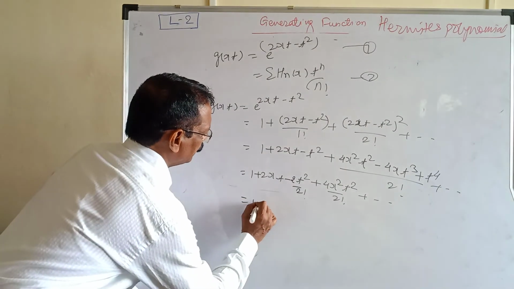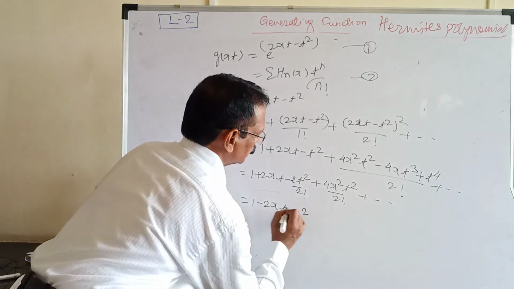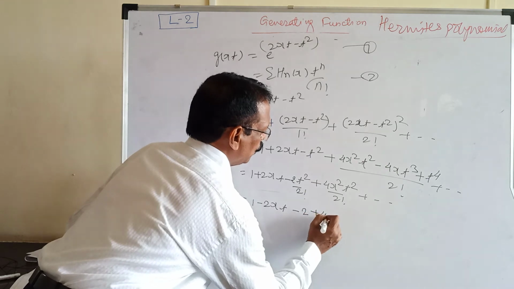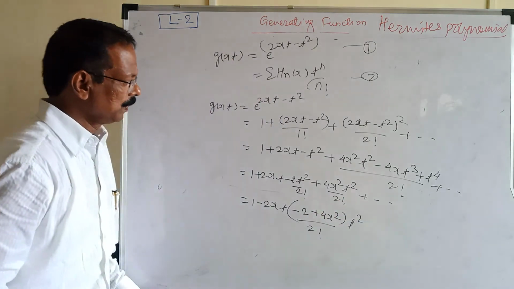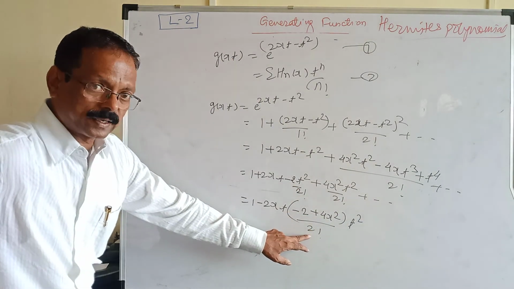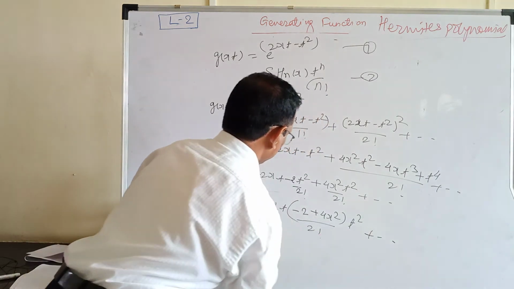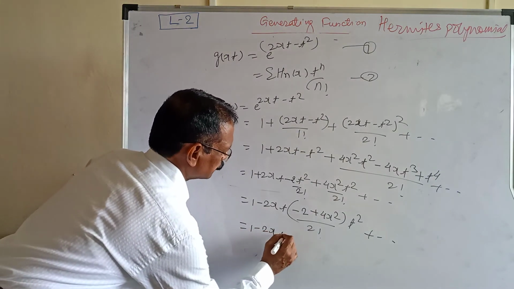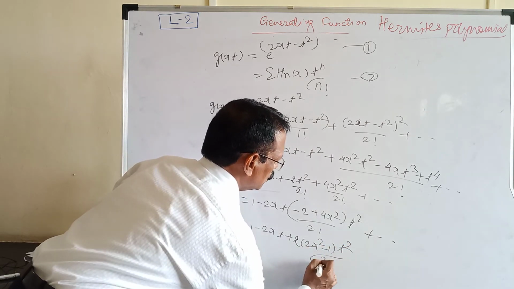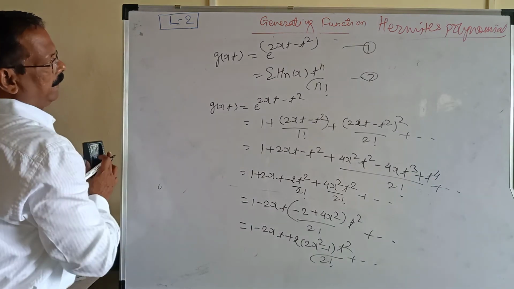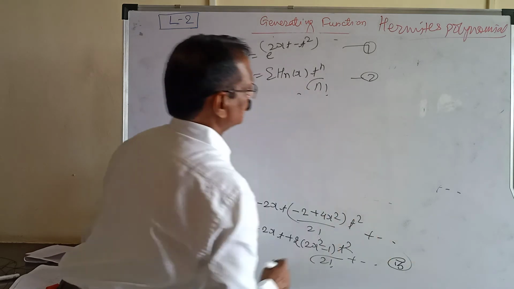So here it is 1 plus 2xt, and minus 2 plus 4x square upon 2 factorial into t square. It is correct. So t square upon 2 factorial can be taken common outside the bracket, remaining minus 2 plus 4x square. So we can write 1 plus 2xt plus 2 into 2x square minus 1 into t square upon 2 factorial plus so on. This is the next term. Suppose it is equation number 3.